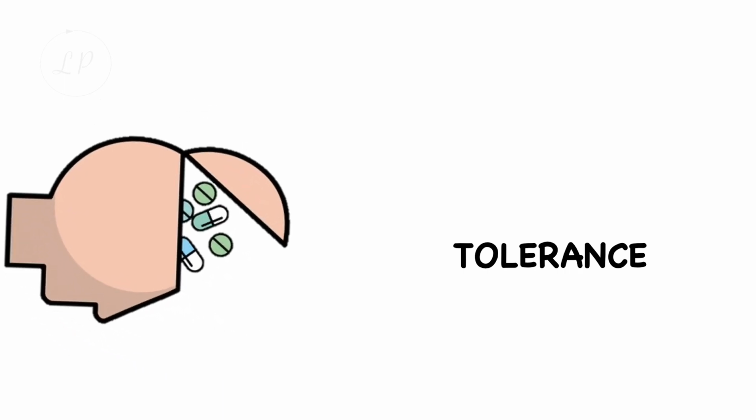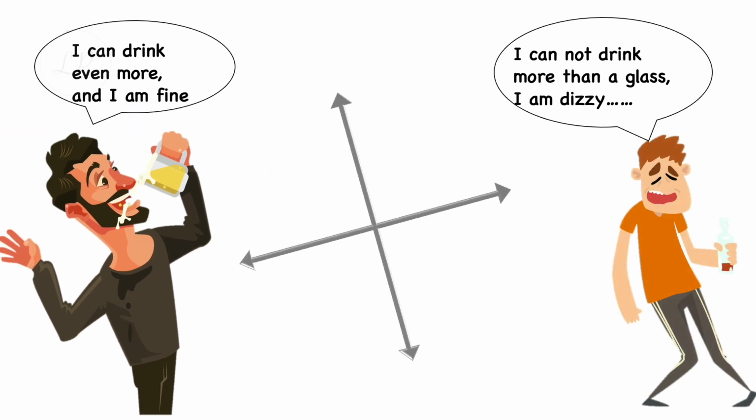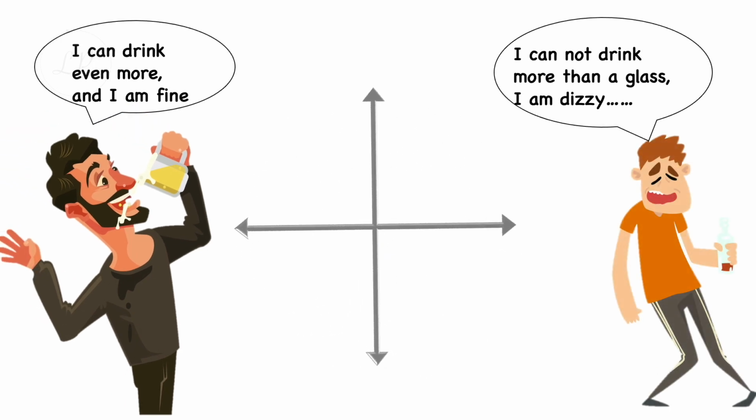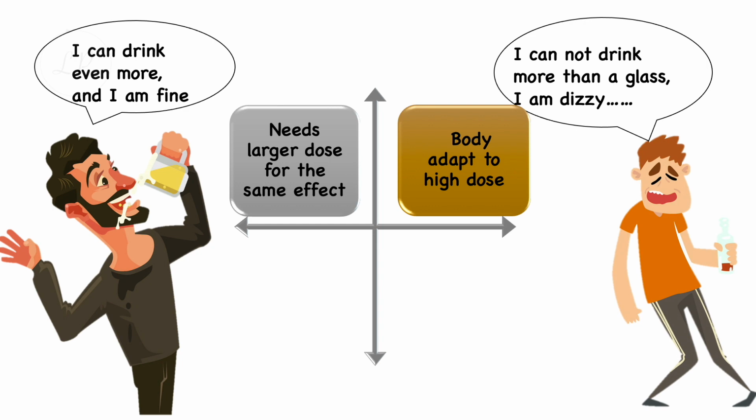We can understand tolerance better with the example of alcohol. When you are a routine alcohol drinker, even if you are consuming a large quantity, you may not feel the effect of alcohol you used to get with a small quantity during your initial drinking days. What could be the reason? This is because of tolerance.